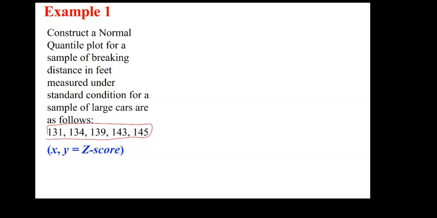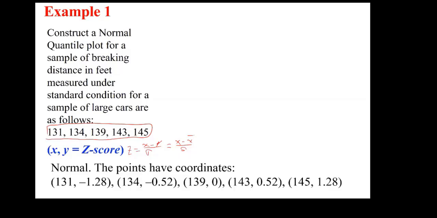How do you calculate the z-score? x minus mu over sigma, or x minus x bar over s. So for those values, you have to calculate the x bar. That means add them up, divide by the size. You have to calculate the s, the square root of the summation of x minus x bar, quantity squared, over n minus 1. And for each value, you calculate the z-score. So for example, for 131, the z-score is negative 1.28. For the value of 134, the z-score is negative 0.52, and so on and so forth.